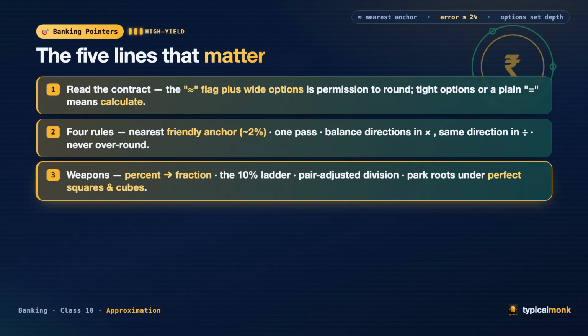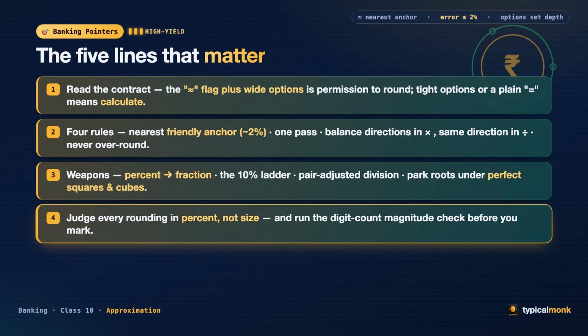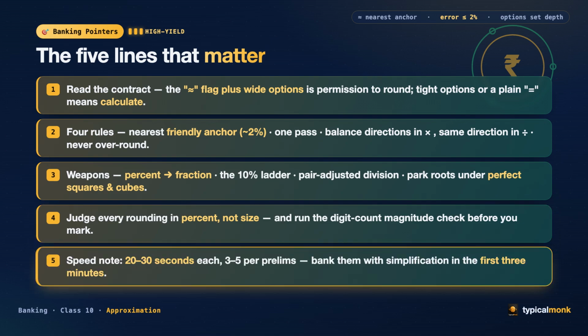3. The weapons turn every percent into a fraction. The 10% ladder, pair adjusted division, and park every root under a perfect square or cube. 4. Judge every rounding in percent, not in size, and run the digit count magnitude check before you mark. 5. The speed note, 20 to 30 seconds per question, 3 to 5 per prelims. Bank them with simplification in the first 3 minutes.